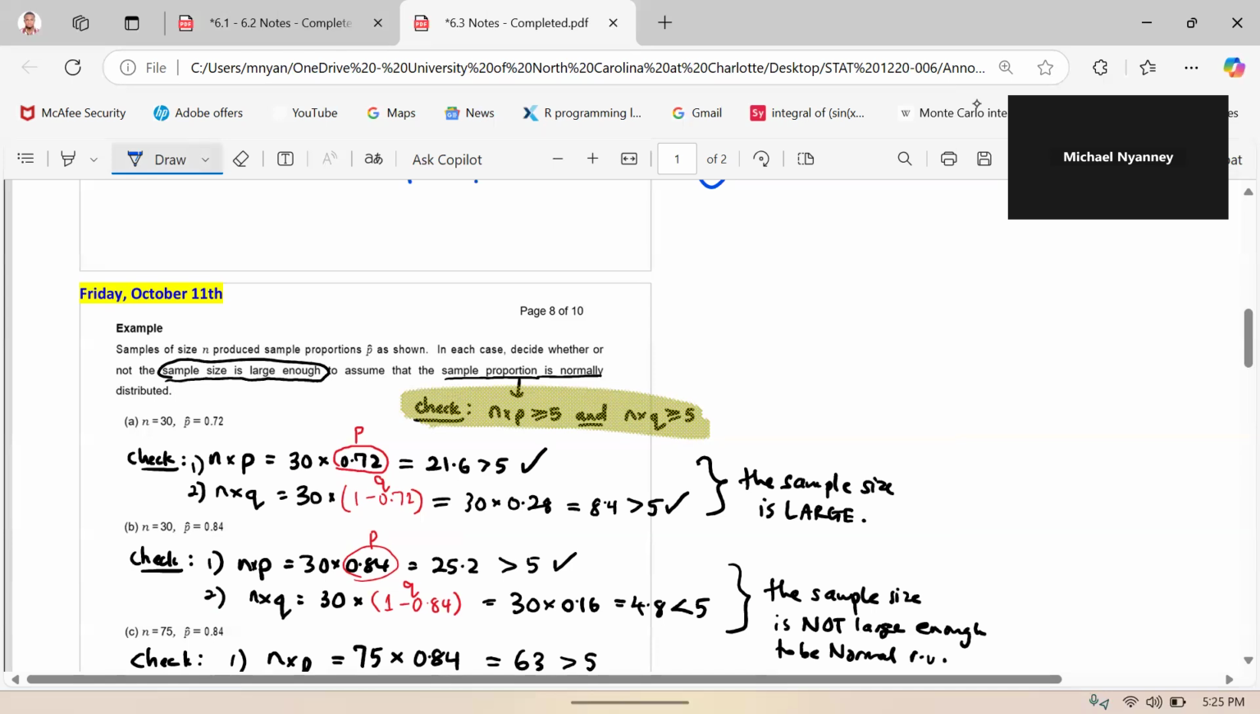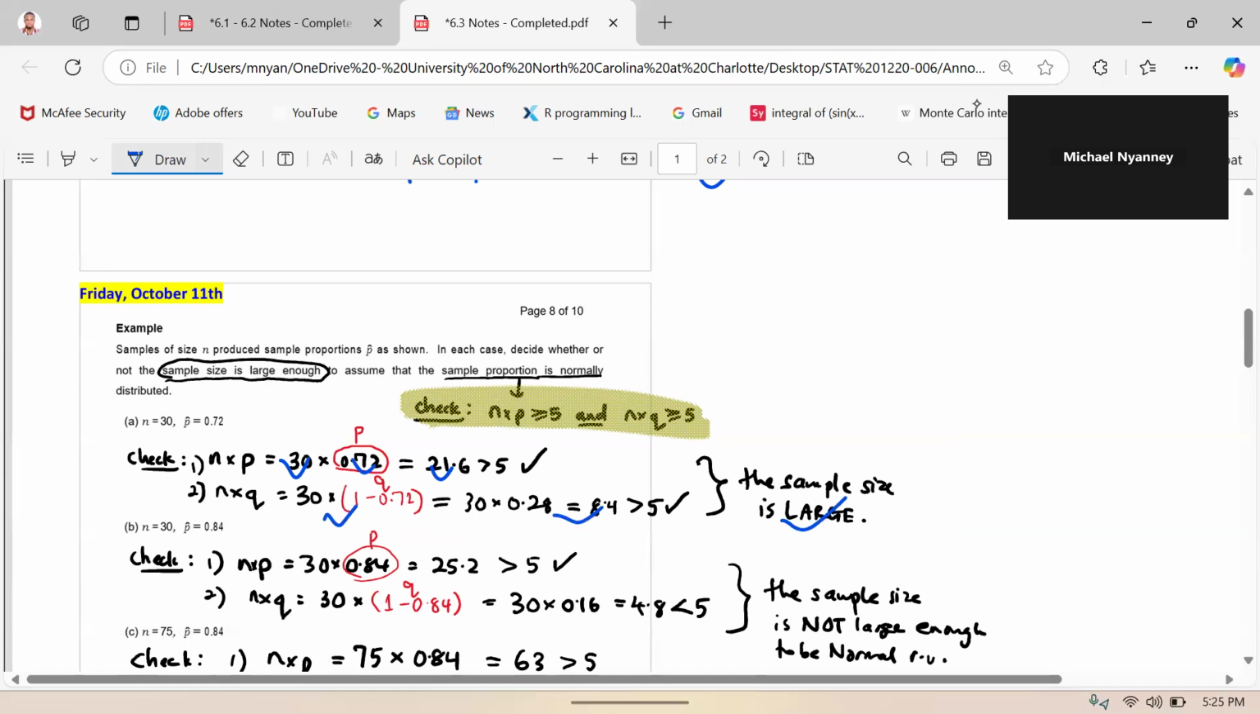So our N is 30 and our P hat, or P, is 0.72. When you multiply, N times P hat gives 21.6, which is greater than 5. Indeed, we have qualified. What is Q? Q is the same as 1 minus P. So you pick your P and subtract it from 1, then you get your Q. Multiply it by 30 and you get 8.4, which is also greater than 5.